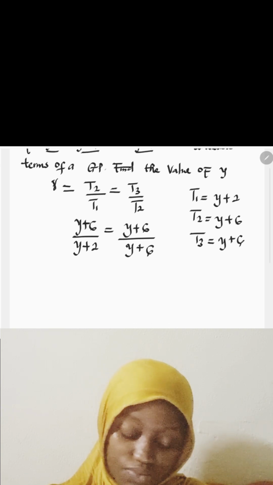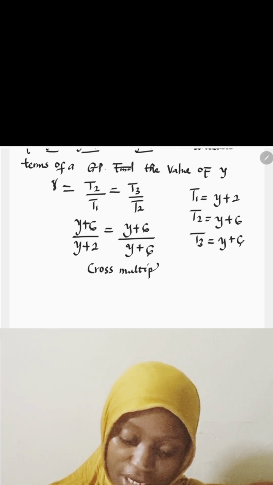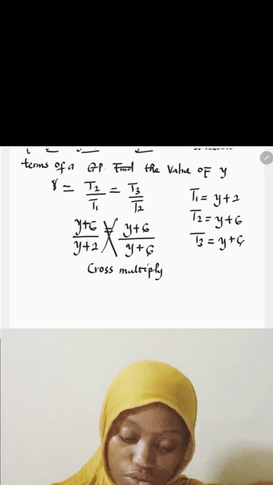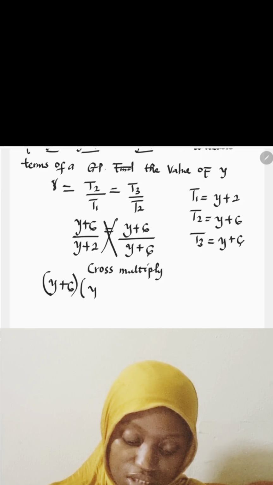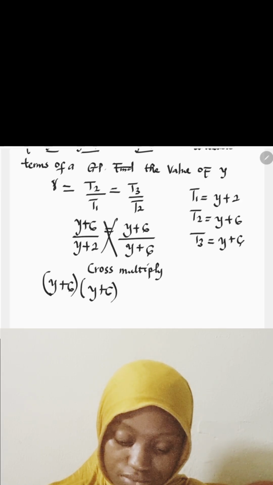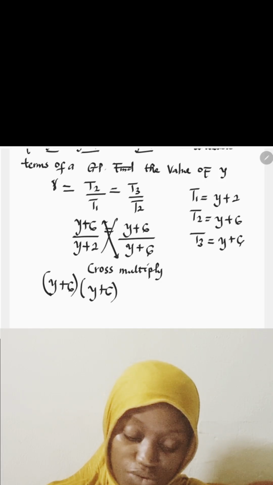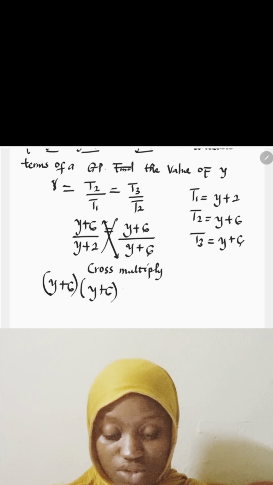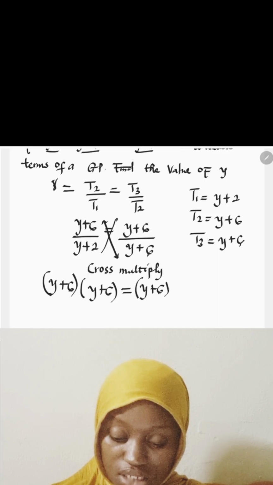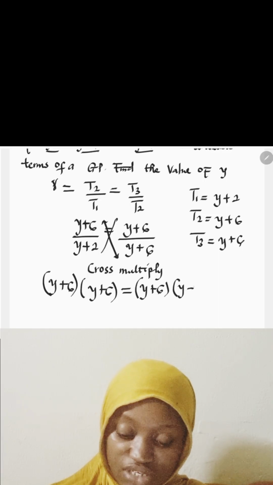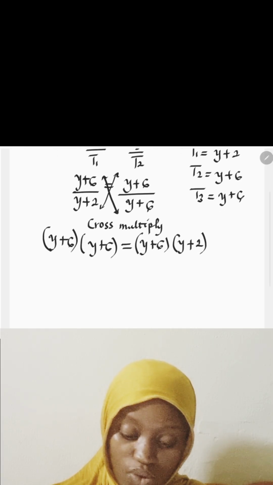At this point, all we have to do is to cross multiply. If you cross multiply, that will enable us to get the value of y. Cross multiplying, we have y plus 6 multiplied by y plus 6. If you look at the first line here, let's follow this line. The numerator at the left-hand side is multiplied by the denominator at the right-hand side. We equate it to the numerator at the right-hand side, which is y plus 6, multiplied by the denominator at the left-hand side, which is y plus 2. If you follow the arrowhead, that will guide us.